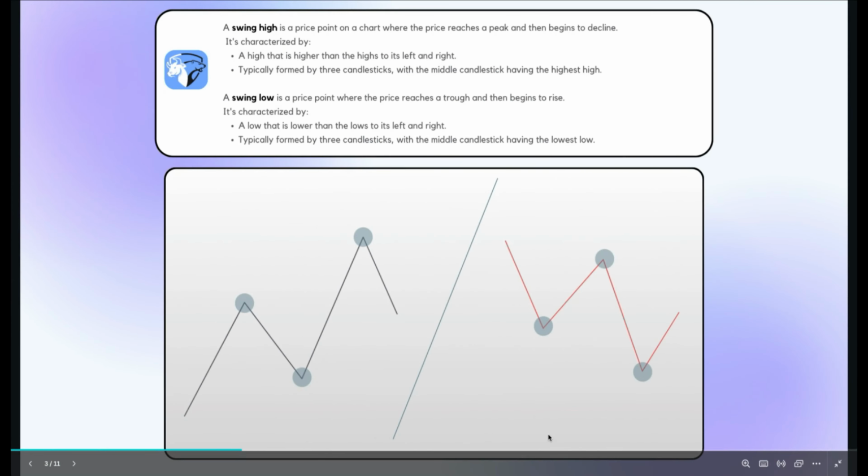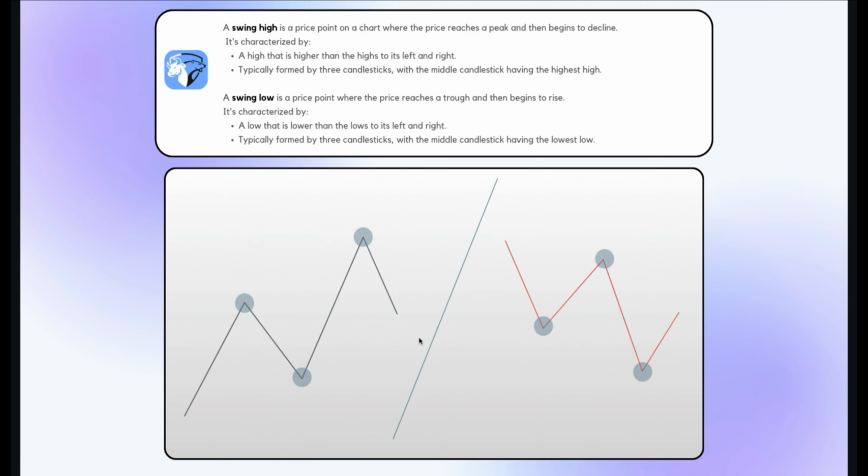All right, so let's start with some very basic stuff here. A swing high is a price point on a chart where the price reaches a peak and then begins to decline. It's characterized by a high that is higher than the highs to its left and right, typically formed by 3 candlesticks, with the middle candlestick having the highest high.